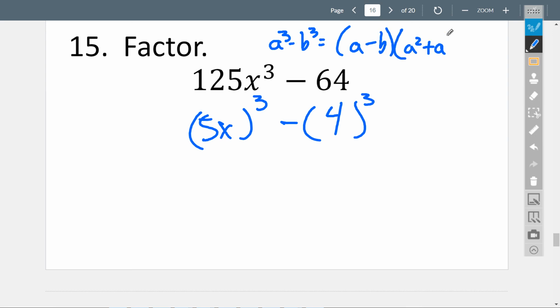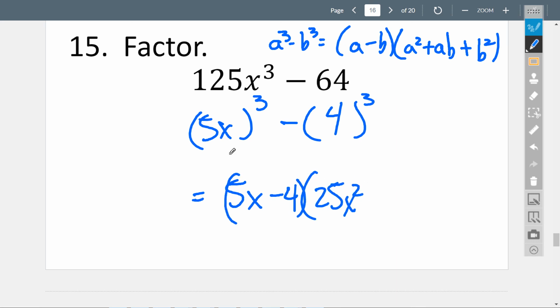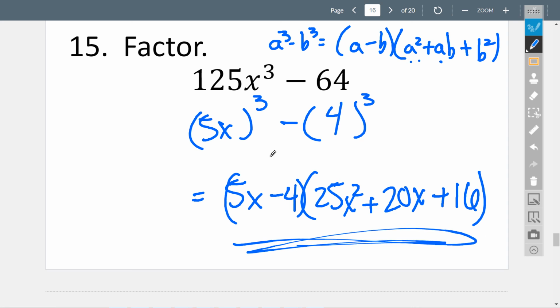a squared, plus a times b, same, opposite, always positive, plus b squared. Okay, so in this case, a is 5x and b is 4. So this would factor into 5x minus 4 as our first factor, 25x squared, okay, squaring the 5 and squaring the x gives us 25x squared, plus, same, opposite, always positive, so plus 20x, multiply these together to get a times b, 20x, plus 16, all right, and that is how it factors as a difference of two perfect cubes.